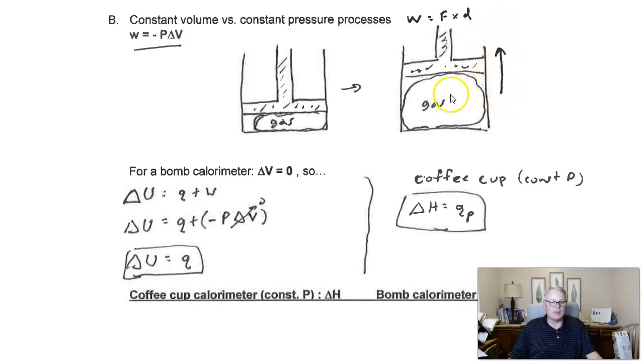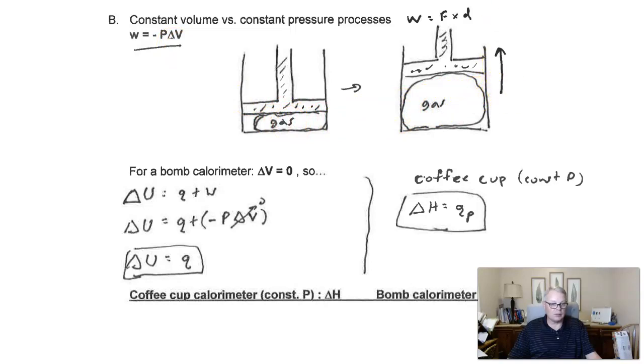So, is my gas doing work? Yes, it's applying a force and it's moving something a distance. So what's my force? Does it make sense that the more pressure I have here, the more force is pushing up on this piston? So my force is the gas pressure pushing up on the piston. Does it make sense that the more my gas expands, the further this piston goes up? That's kind of my distance. So this is really force times distance: delta V, the change in volume of my gas.